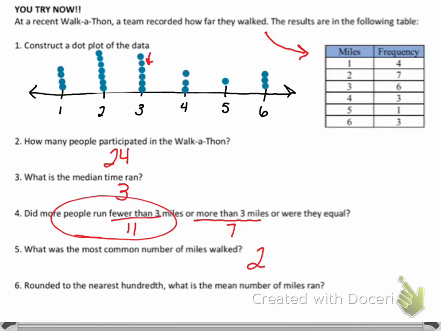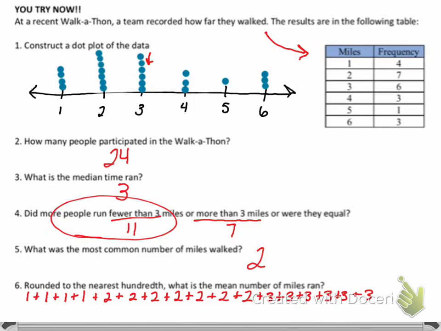So what you'd want to do is, in your calculator, add 1 plus 1 plus 1 plus 1, because 4 people walked a mile. 7 people, 1, 2, 3, 4, 5, 6, 7, walked 2 miles. Then 6 walked 3. So 1, 2, 3, 4, 5, 6. Now you don't have to write all this down. This is just what you should put in your calculator, or you could multiply it, make your life easier.